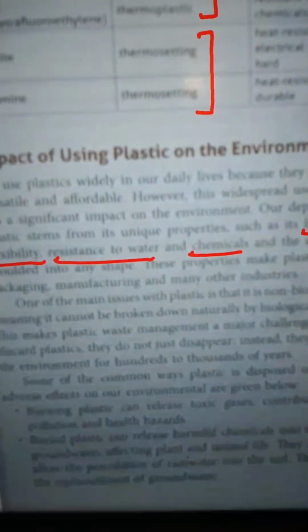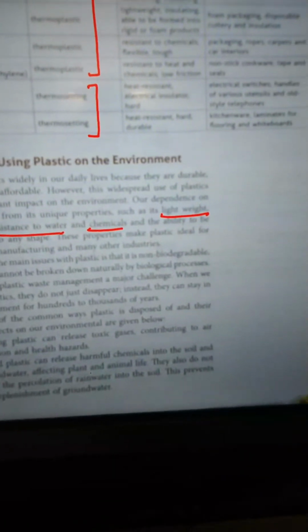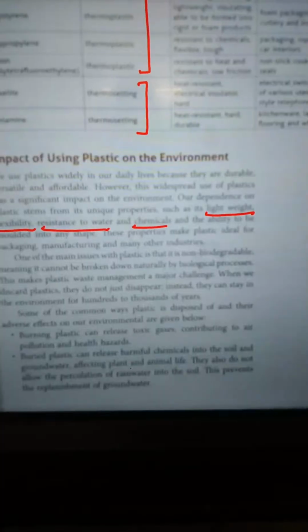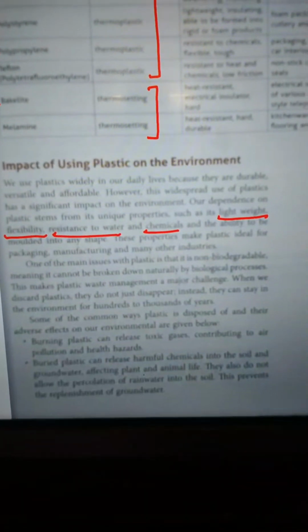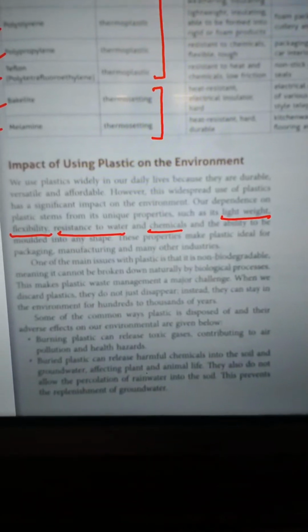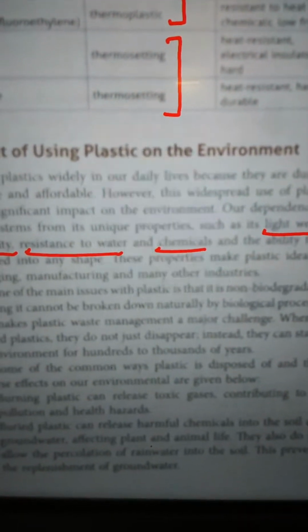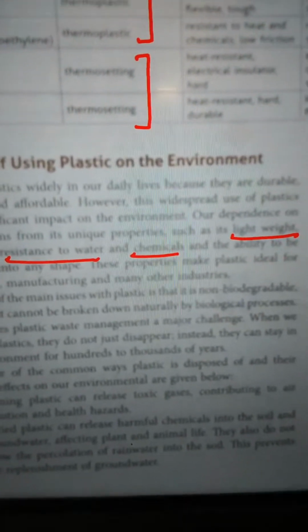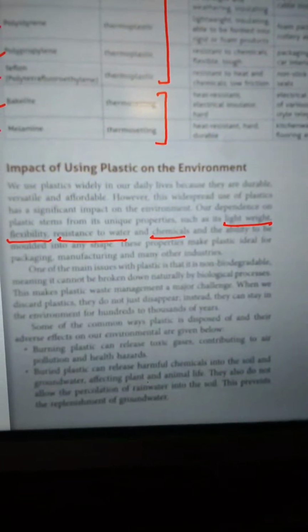and chemicals. So whenever you go to the market, you are told don't carry plastic bags, but if you have a plastic bag, then carry it from home. It will last for a long time. If you carry a jute bag, it will get spoilt in rain. Okay, if you have a plastic bag, then use it continuously till the time it gets torn.